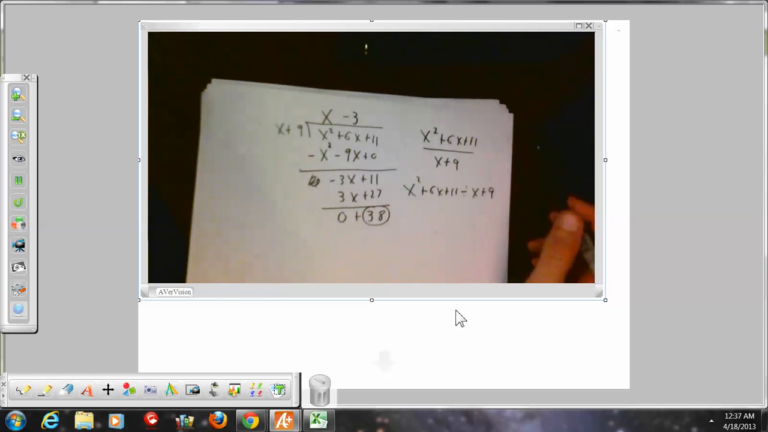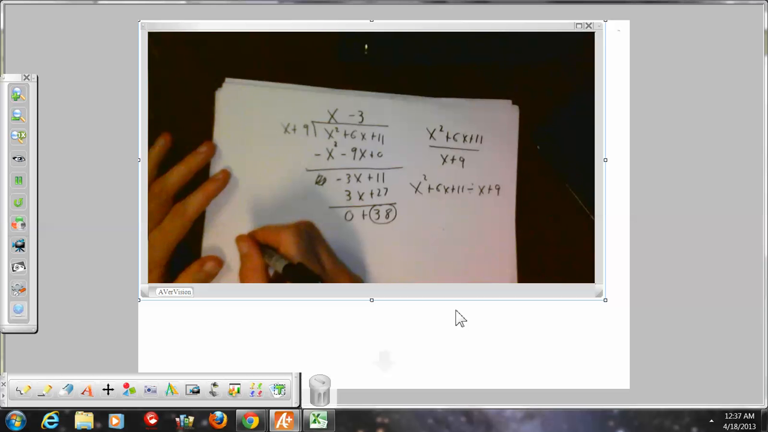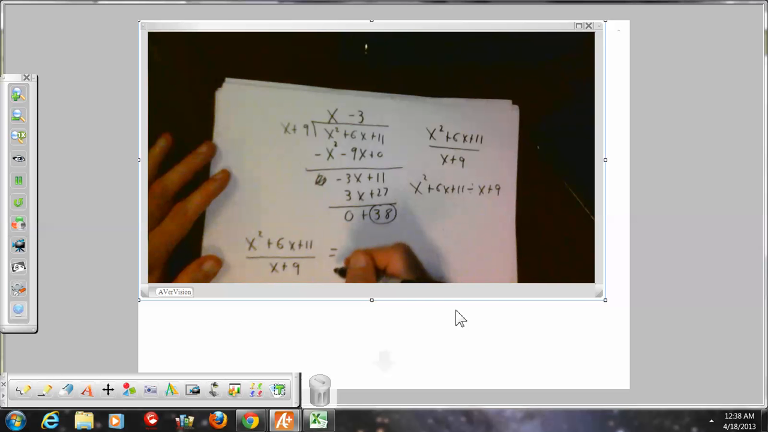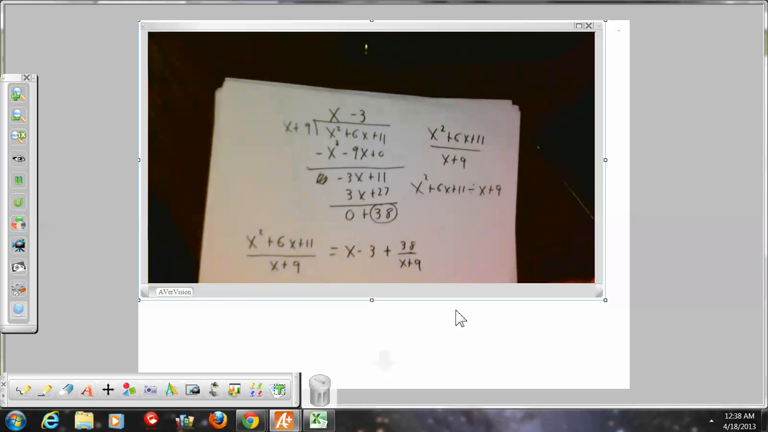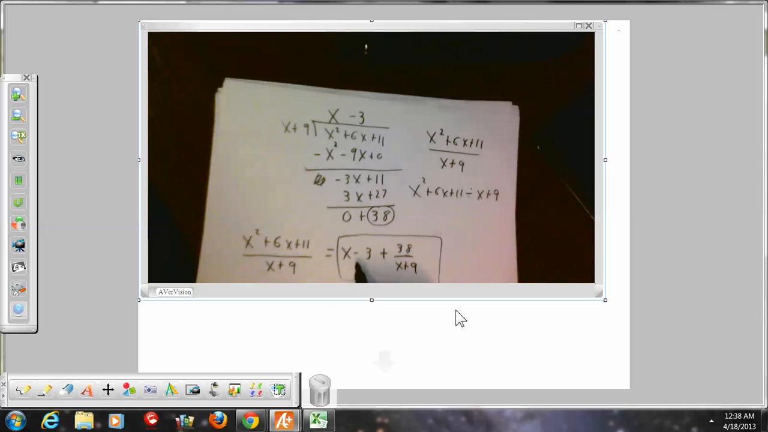So now what I can do is write my original problem, x squared plus 6x plus 11 all over x plus 9, which is going to be equal to my quotient, which is the number over here, x minus 3, plus the remainder, which is 38, divided by my divisor, which is x plus 9. So it's the same thing as long division with numbers.